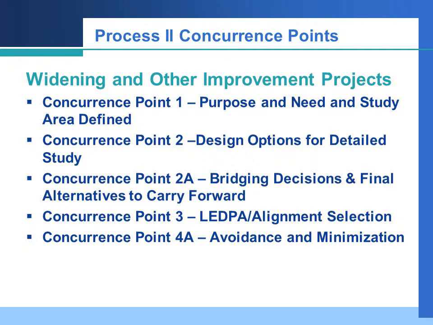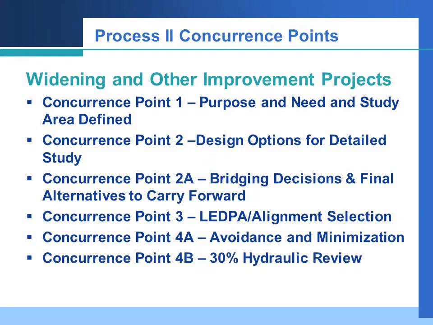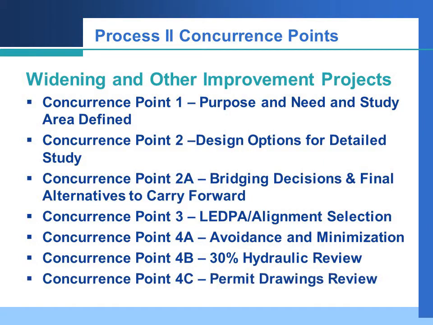Concurrence point 4a is the meeting where additional avoidance and minimization of impacts to the human and natural environment is performed. Concurrence point 4b is the review of the 30% hydraulic design plans. And finally, concurrence point 4c is the review of the permit drawings.